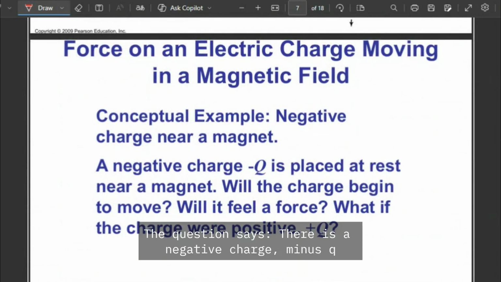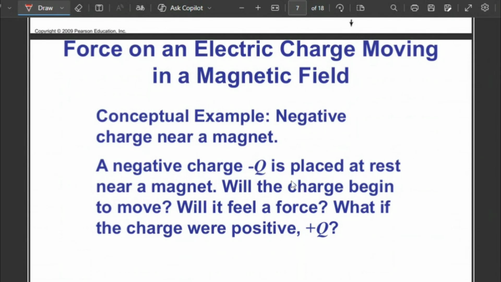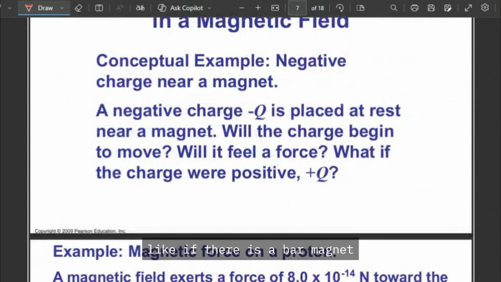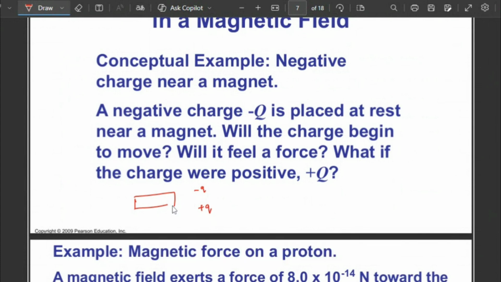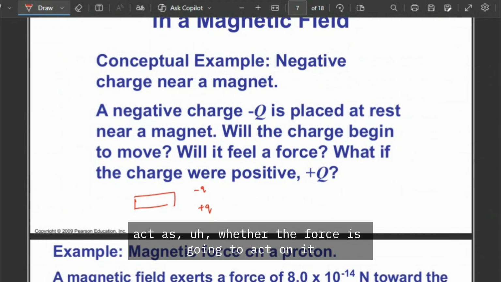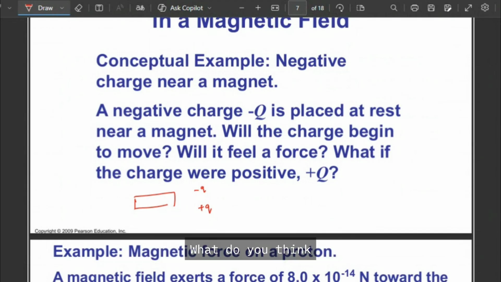The question says there is a negative charge minus q which is placed at rest near a magnet. Will the charge begin to move or will it feel a force? What if the charged particle was positive? The question is simple: if there is a bar magnet and close to the bar magnet we just kept a charge, it can be positive or it can be negative. We have to answer whether a force is going to act on it. What do you think?